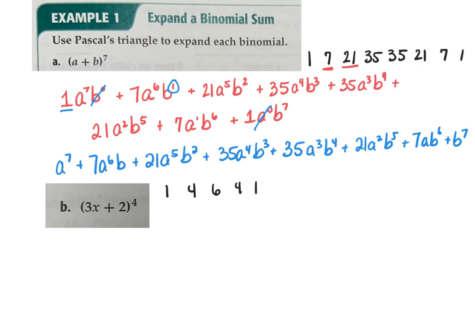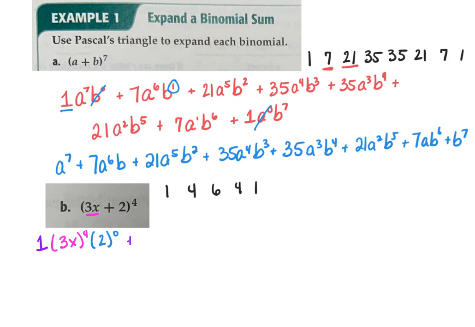And so when we expand this one, we're going to use our coefficients, right? And then we're going to use our A and our B. Well, our A and B is different. Our A is 3x. So we're going to say 3x to the 4th power. And then our B is now a 2. And so we're going to say 2 to the 0 power. And we're going to do that all the way across.